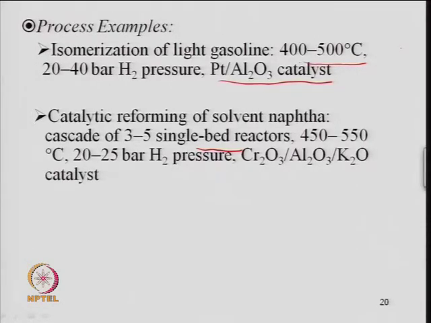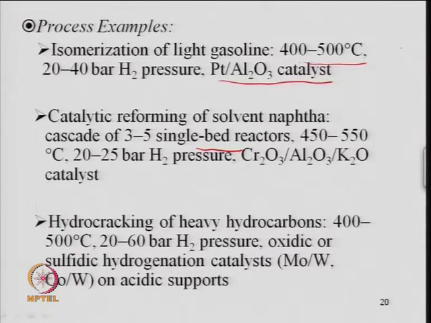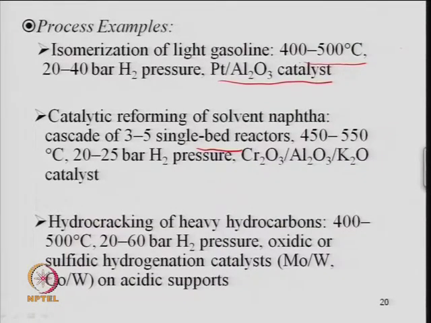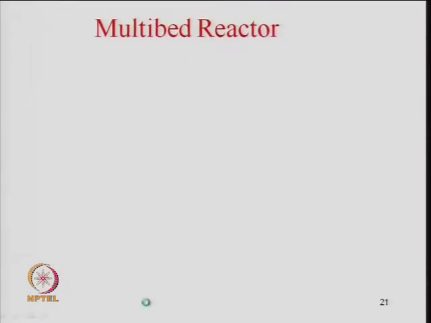So, these are some examples of reactors where a single bed of catalyst can be used. Another example is hydrocracking of heavy hydrocarbons, where again the temperature is around 400 to 500 degrees centigrade and the pressure is 20 to 60 bar of hydrogen, and oxidic or sulfidic hydrogenation catalysts like molybdenum tungsten, cobalt tungsten on alumina or silica supports are generally used. So, these are some of the reactions where this kind of reactor can be used in the process. So, I stop here and thank you for your attention.